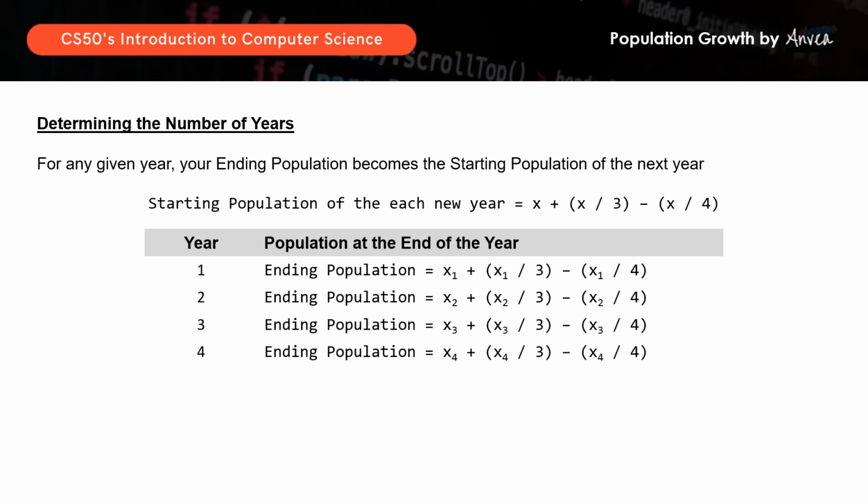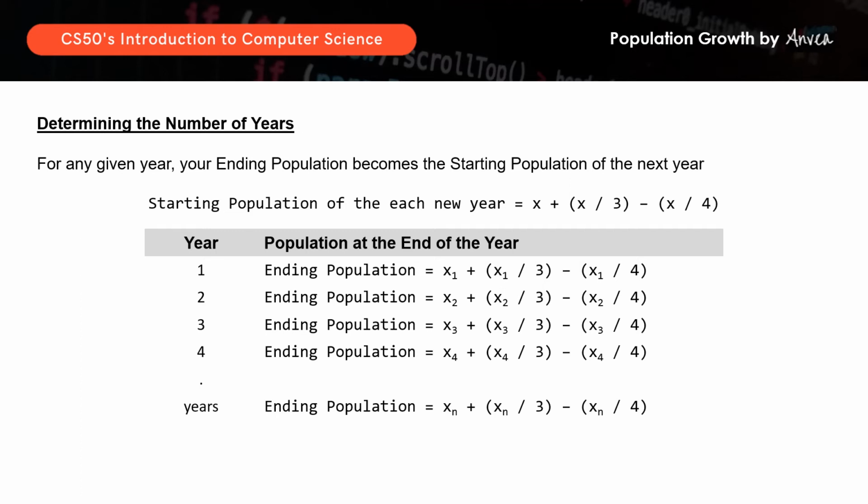So the system will keep printing each year and check the ending population every time. And as long as your ending population for that year does not equals to y, the system will keep printing. So can you see now, based on the equation that I have for each year, I can actually see a pattern where for the year that we are looking for, the ending population will just equals to x plus x divided by 3 minus x divided by 4.